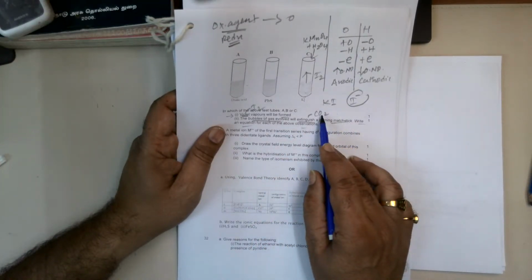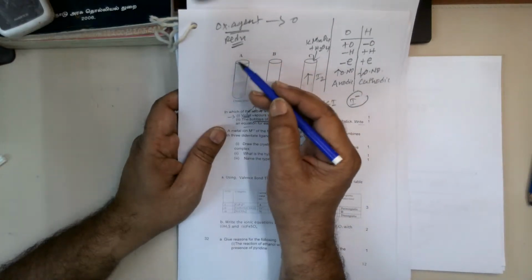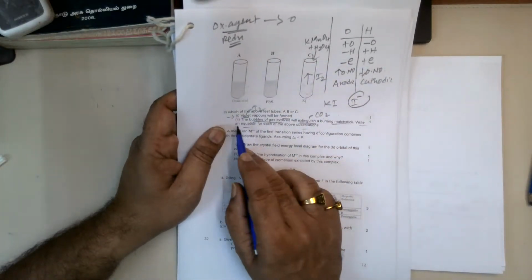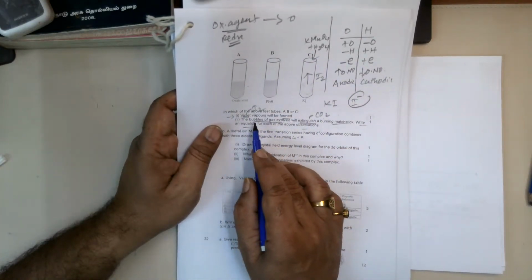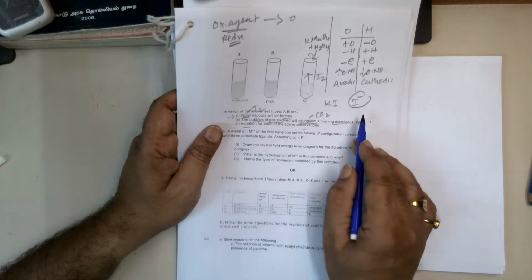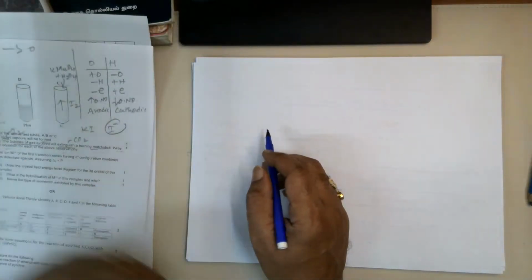Mastic in carbon dioxide should be removed. So at this point, A is the correct answer. So it should be test tube A. Stopping there is not enough, we have to establish the reaction. Let us establish the reaction.